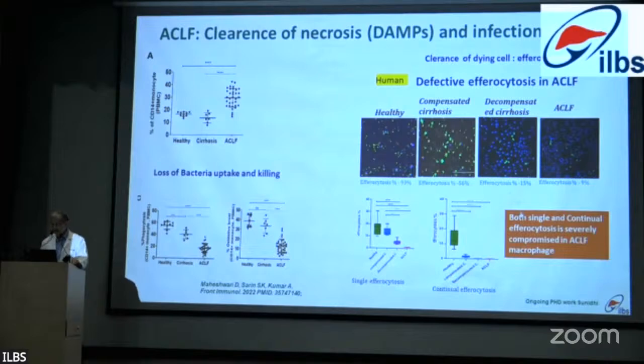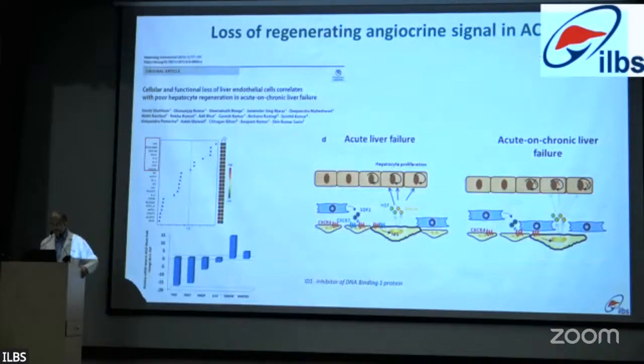And Sunidhi has shown that, compared to healthy, in cirrhosis there is a reduction in efferocytosis from 93% to 56%. In decompensated it is 15%, and in ACLF it is 9%. So dead cells are not cleared by macrophages, and this leads to loss of pathogenic potential of macrophages. To summarize again, the work done by Smriti is here.